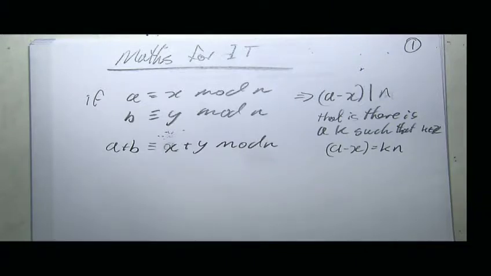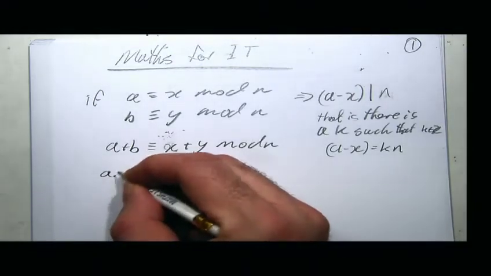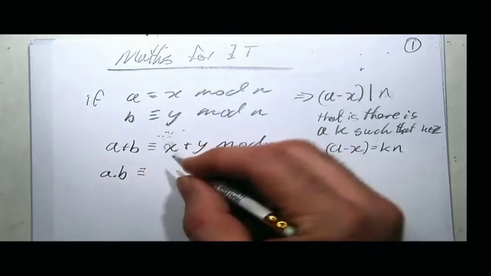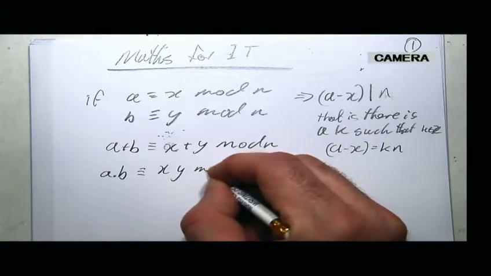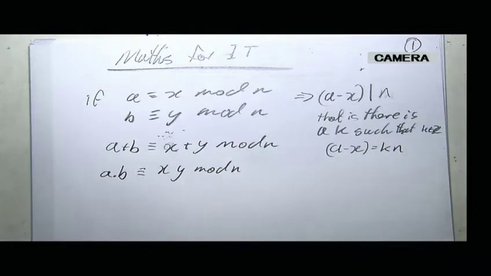Okay, so the next thing on the list would be that A times B is congruent to X times Y mod N. By the same reasoning, we're going to come up with that sort of idea. Now, so we're all good with that? Yes? I was going to say yes. That's easy stuff.